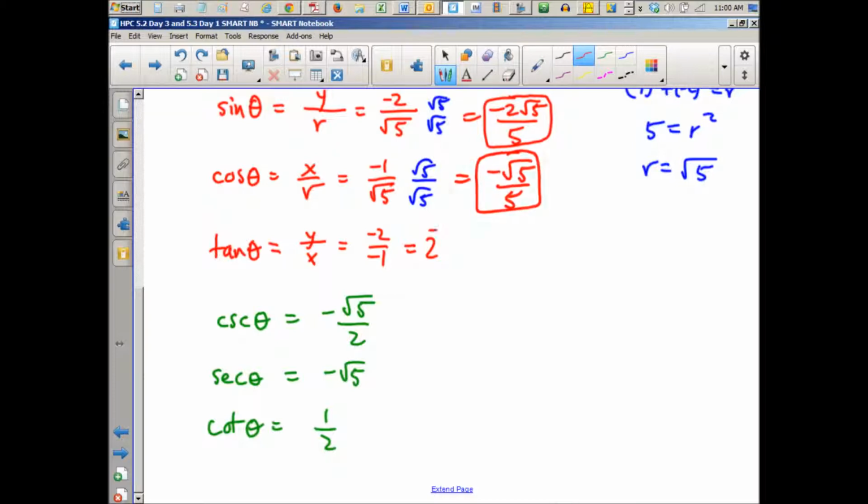And the rest of these were good to go. There was nothing wrong with them in the first place. There were no radicals on the bottom. Can someone tell me why I waited to the end to take care of the radicals on the bottom? Yeah, Ryan? For cosecant, essentially.